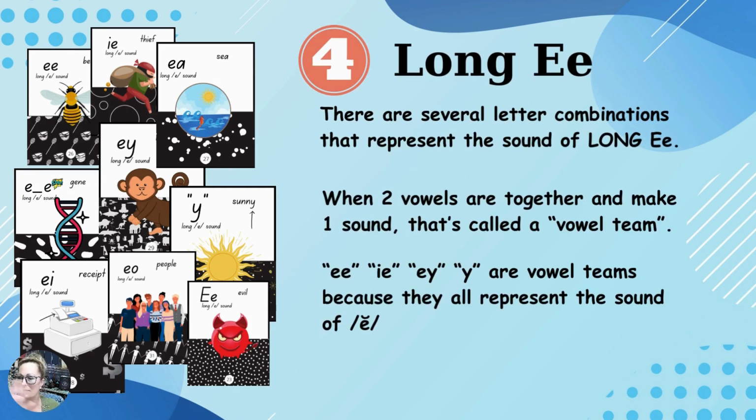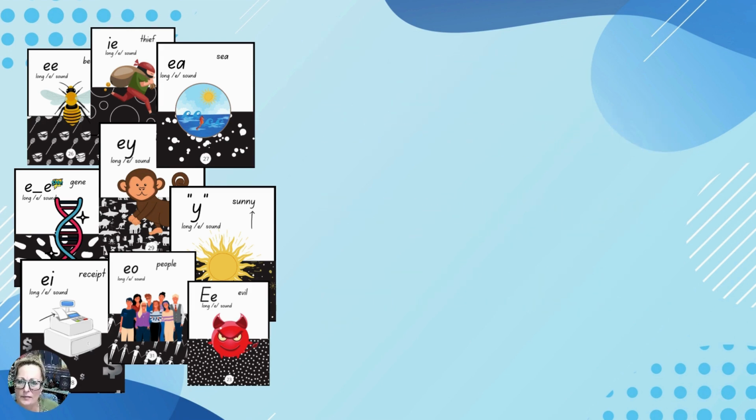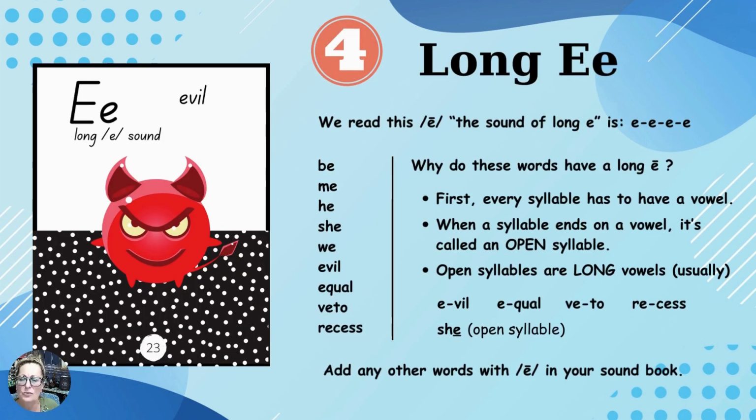Alrighty, next slide is a long E. You can see all the sound cards right there. There's quite a few ways to spell long E. What you want to remember to tell your kids or remind them is that when two vowels are together and they make one sound, so that's two vowels, one sound, that's going to be called a vowel team. And we never split up when we have two vowels making one sound. Okay, all of these are our variety of sound cards. There's quite a few, and let's get started with this one, long E.